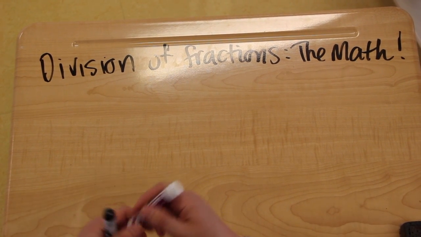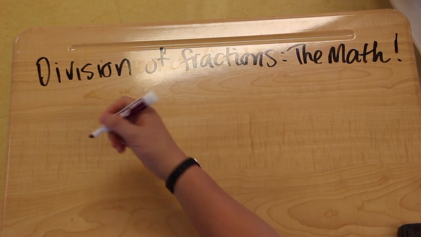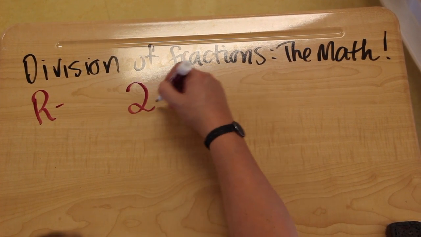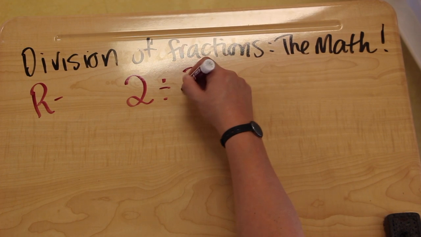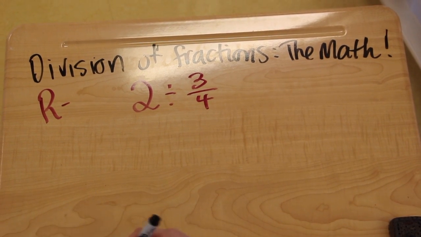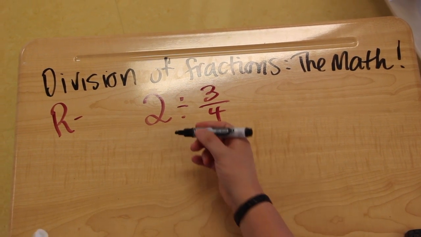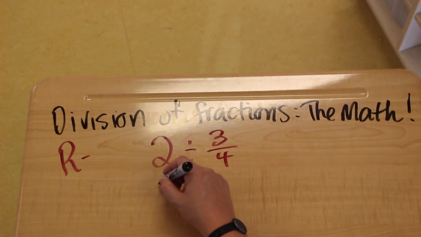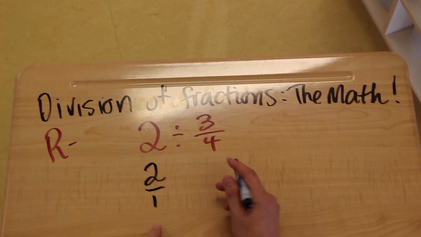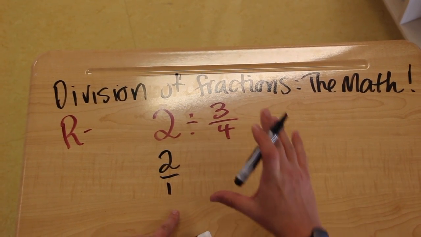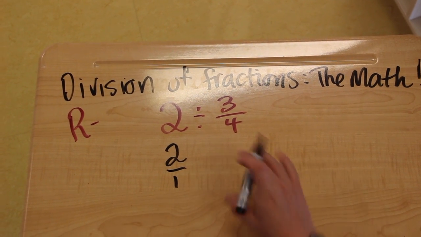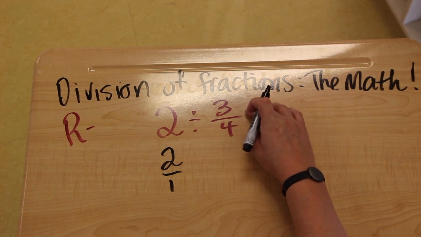Okay, so we'll start off. We're going to do a reciprocating model here for the question 2 divided by 3 over 4. So the first step that we're going to do when we start this question is we're going to put that first number, that whole number, into its fraction form, which is, of course, putting it over a 1. And the reciprocating part of division of fractions using reciprocation is the flipping of the second fraction.